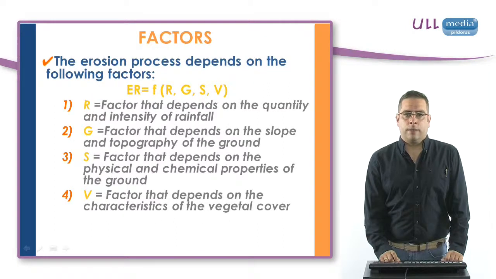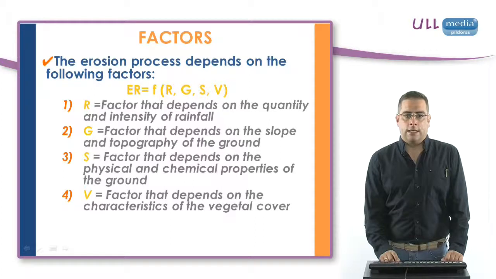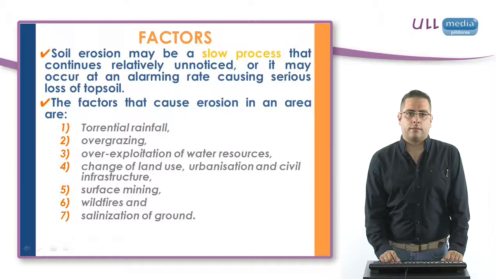The erosion process depends on the following factors. Factor R, that depends on the quantity and intensity of rainfall. G, factor that depends on the slope and topography of the ground. S, factor that depends on the physical and chemical properties of the ground. And V, factor that depends on the characteristics of vegetal cover.